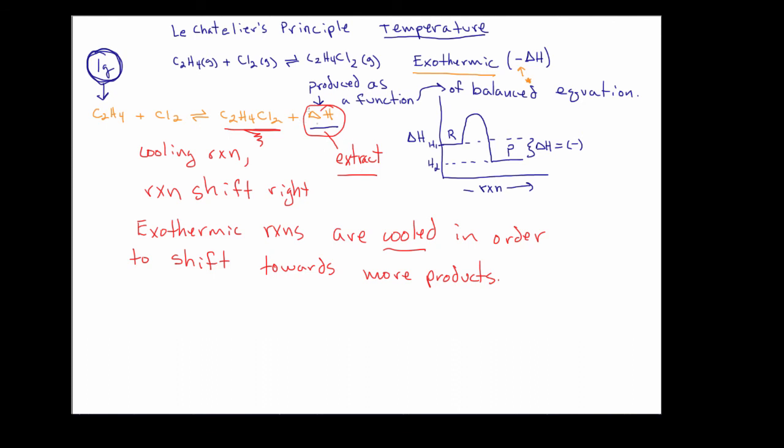And that has the effect of literally removing the energy into the surroundings as the reaction proceeds, and it actually has the effect of tricking this reaction into a situation where it is unable to attain equilibrium, and so the reaction just keeps funneling to the right. It keeps producing more of the C2H4Cl2.